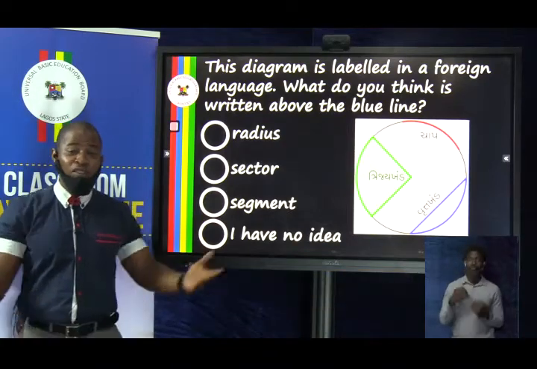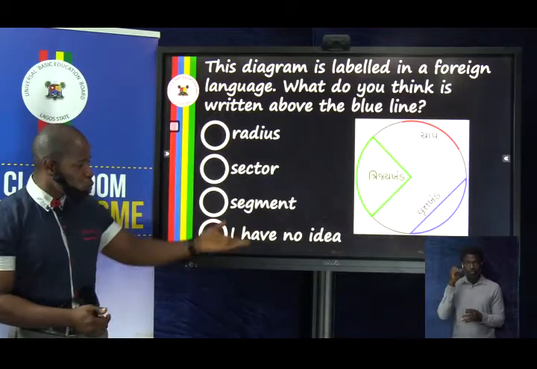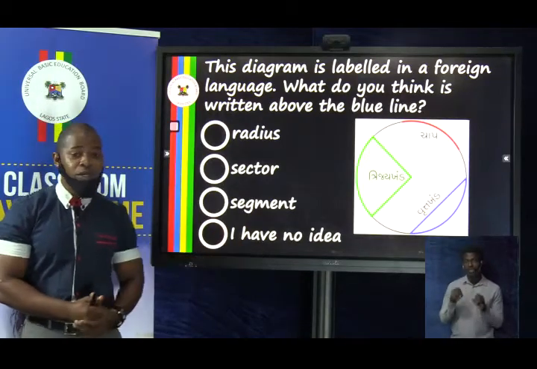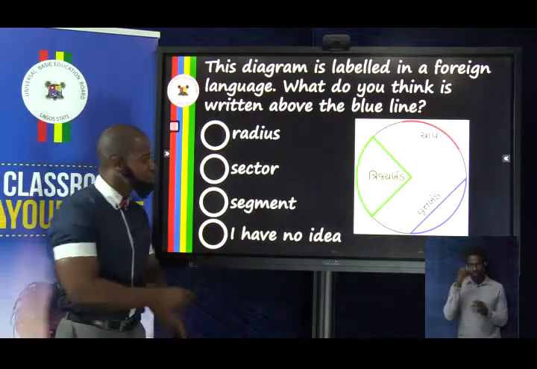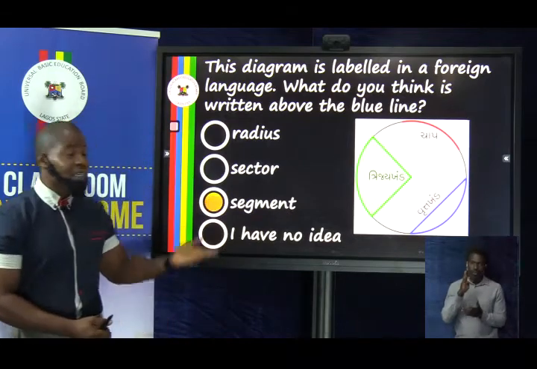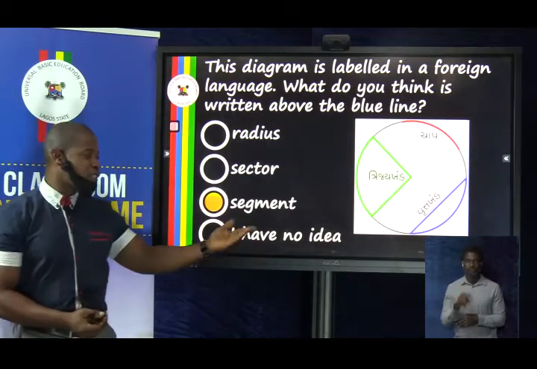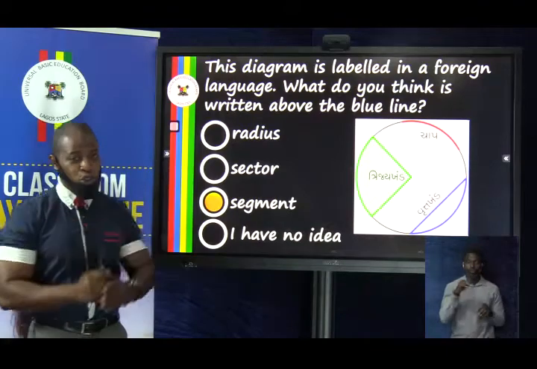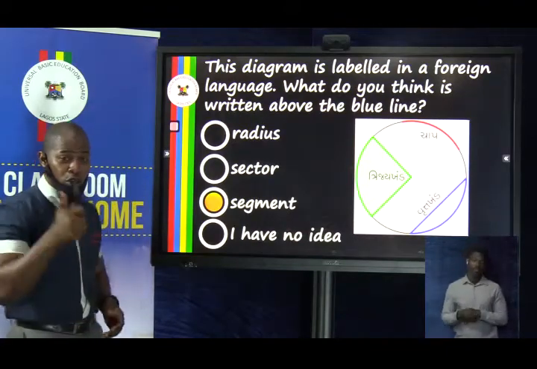Okay, I believe you all have an idea. Of course you know the answer. You know what should be written there. Even if you don't know the language, you know that that partitioned blue part is a segment. So you shouldn't be saying you have no idea, because you do. You are wonderful children. Good job, you.